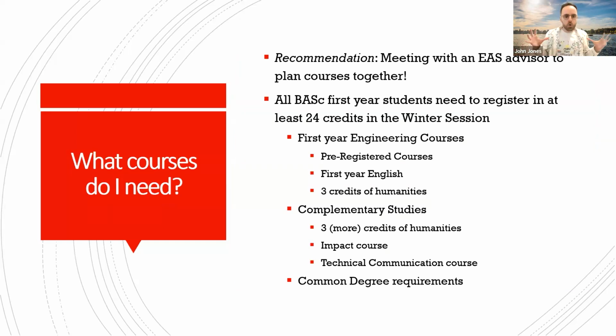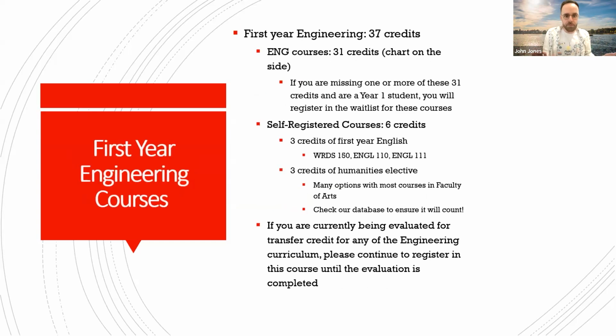So all BASC first year students need to register in at least 24 credits in the winter session. So that is going to be your first year engineering courses. We're going to get onto those a little bit. It's going to be your engineering courses, your first year English, your 3 credits of humanities. And then we're going to look at some of the other things that you can register. So to get there first, we're going to get to the first year engineering classes. Your engineering courses make up 31 credits that we talk about as your core engineering courses.